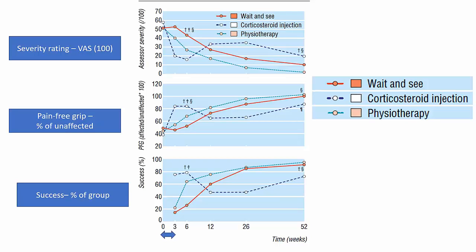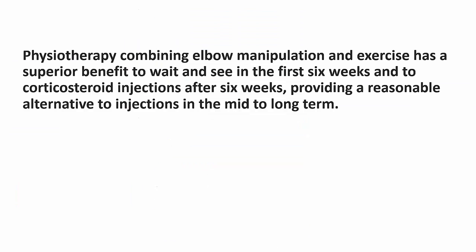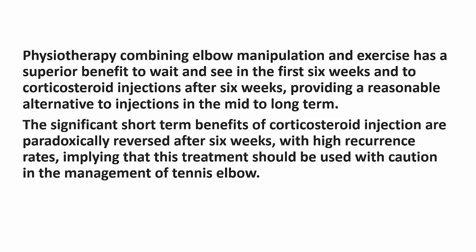And the therapy, as you can see on that bottom graph, provides some early gains, and then it sort of flattens out. So I think the message in this paper is pretty clear: physiotherapy combined with some elbow manipulation and exercises has a superior benefit to wait and see in the first 6 weeks, and steroid injections really provide major long-term problems, as we mentioned. They do well early, but then there's a high recurrence rate and a deficit long-term.